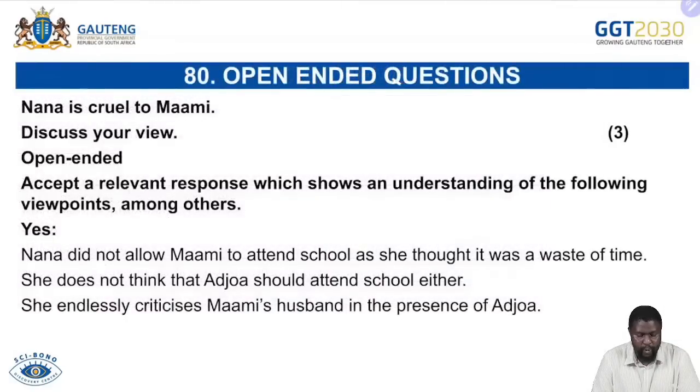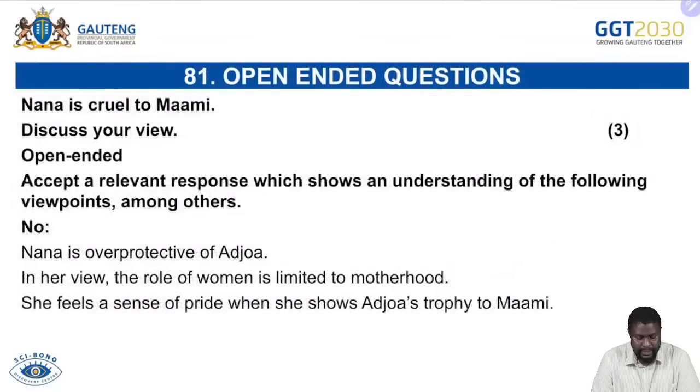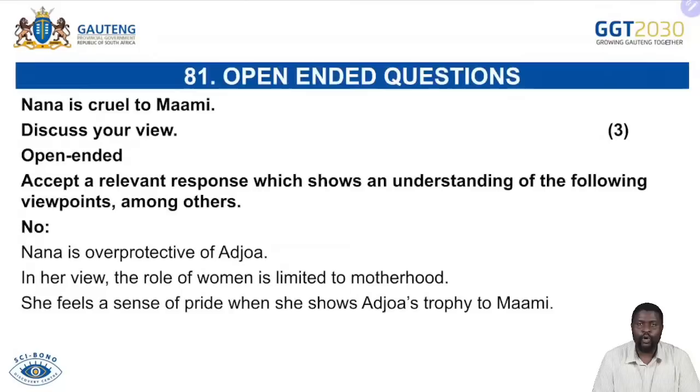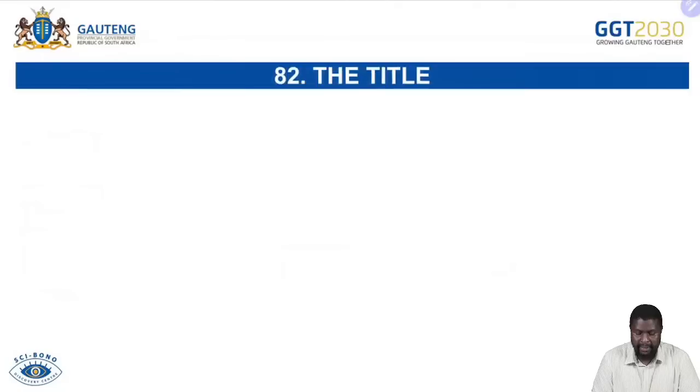Right, open-ended questions. Nana is a cruel mommy. If you say no, she's not cruel because she's overprotective of Ajwa. In her view, the role of women is limited to motherhood. She feels a sense of pride when she shows Ajwa's trophy to mommy.